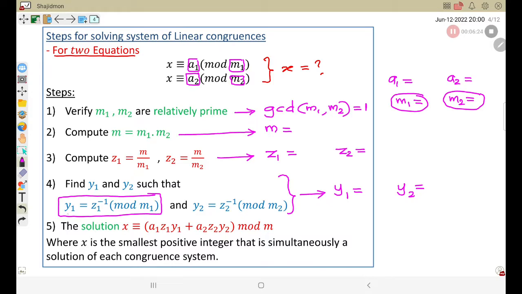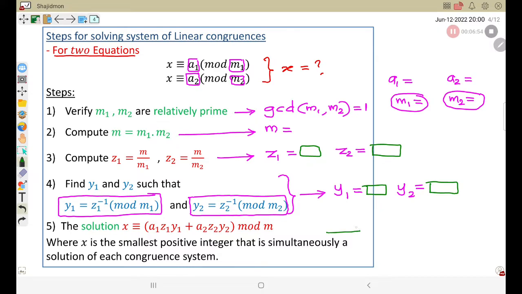Okay, all are suffix 1. You can note like that. And y2 means all are suffix 2 here. Okay, y2 means z2 inverse mod m2. Okay, this is the y2 number. So the y1 number and y2 number we need to calculate. I will explain when we are doing the question how we are getting these numbers: the z1 value, z2 value, y1 value and y2 value.